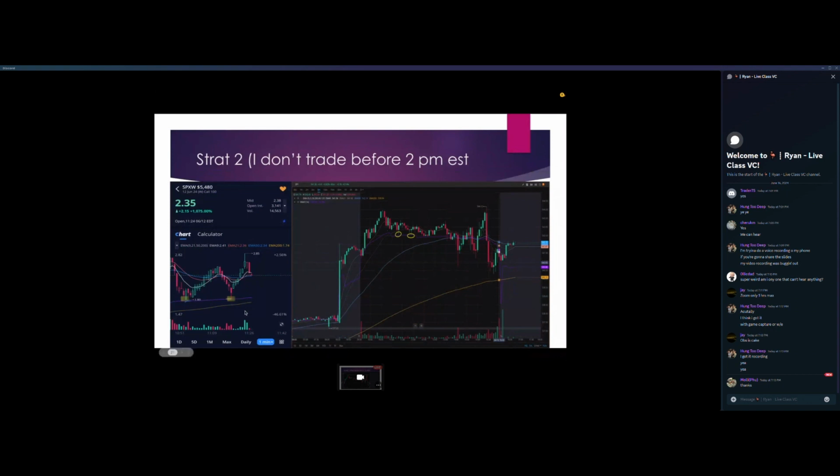Remember, I like playing the first and second retest. Third retest is a little iffy. I wouldn't really play it. You get the wick here. Perfect. You do 1.8 because that's the low anyways. This is also kind of strat 1. This is actually strat 1 and strat 2 because the low of day is 1.8.